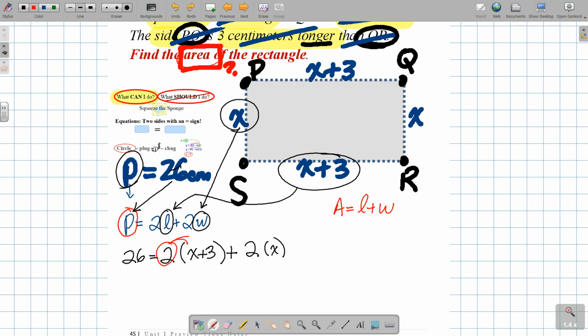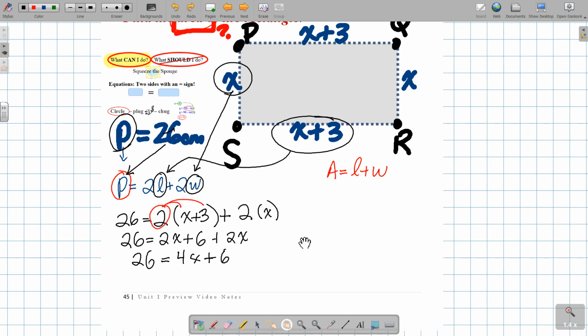Again, our goal here is to find our area, which is length times, whoops, my times sign looks like a plus sign. Let's go ahead and use parentheses there so we don't do that again. Length times width. So now let's take the X and plug it in. Wherever you see X, circle, plug, chug. So we're going to plug in 5 here. And this becomes obviously 8.